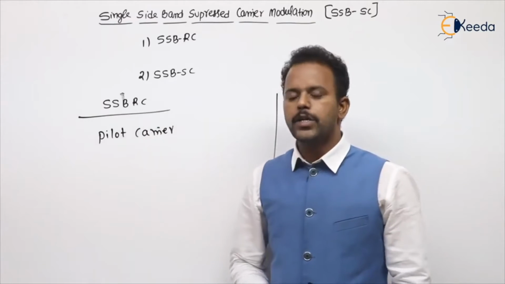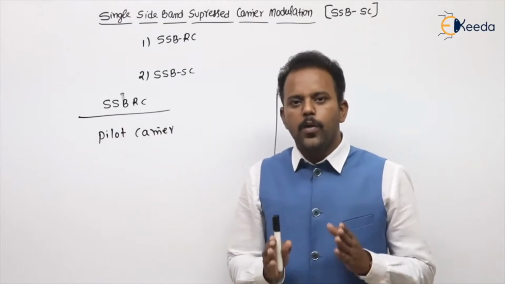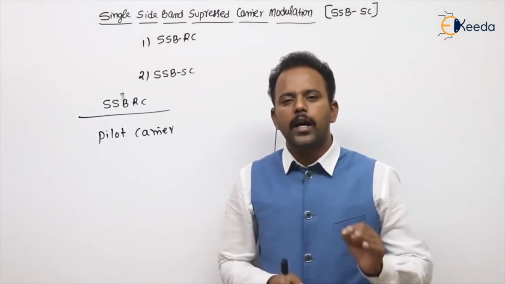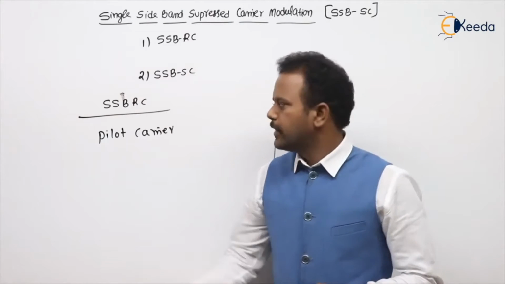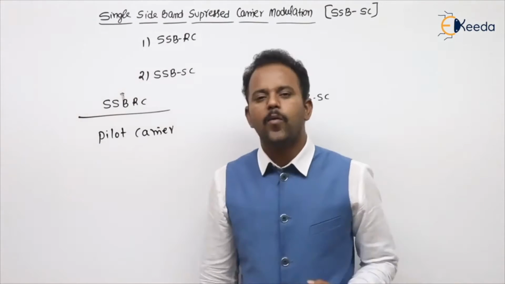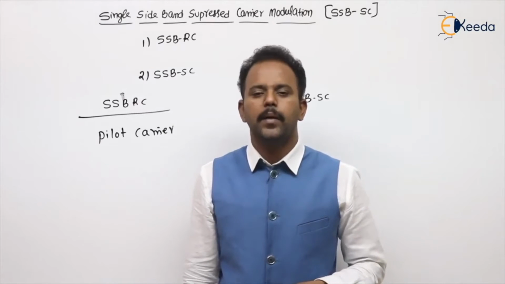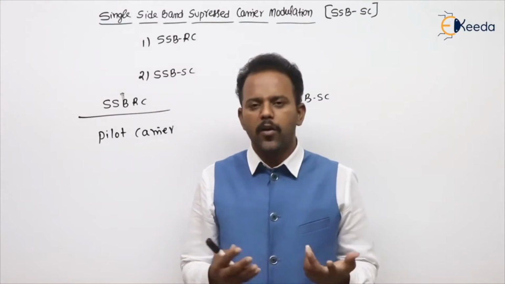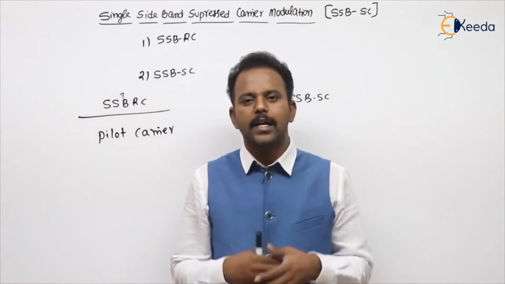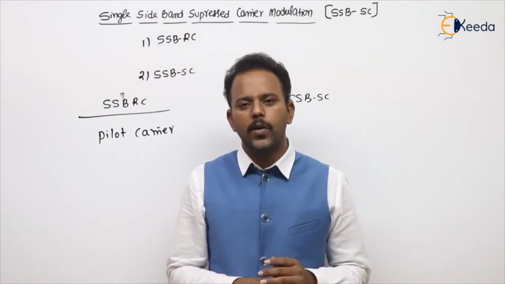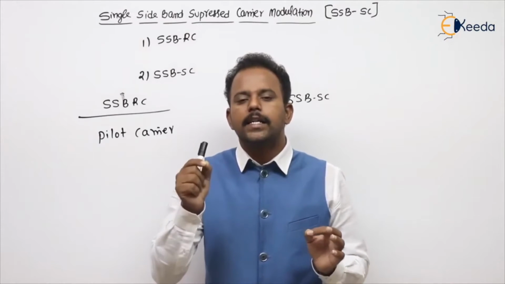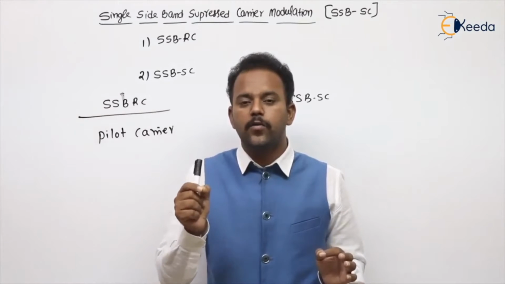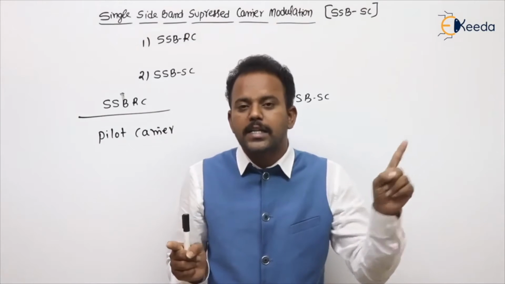Single sideband reduced carrier means in this one we are having single sideband, any one of them, along with a highly reduced carrier, that is also called a pilot carrier. Why are we having that highly reduced carrier? Because of how we demodulate SSB-SC. For SSB-SC demodulation, we use synchronous detection. We need exactly the same local oscillator having the same frequency and phase. It has to stabilize with the received carrier.